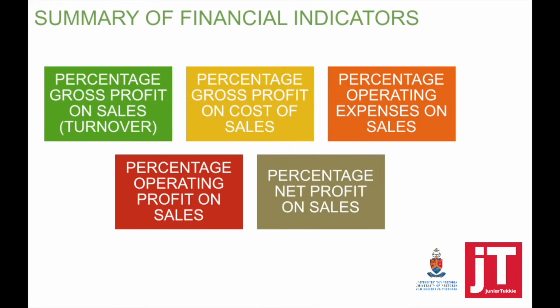Here is a summary of all the financial indicators related to profitability. Ensure that you know the percentage gross profit on sales. Another word for sales is turnover. Percentage gross profit on cost of sales. This financial indicator always shows us, have we achieved our aimed markup, yes or no? Percentage operating expenses on sales, percentage operating profit on sales, percentage net profit on sales.